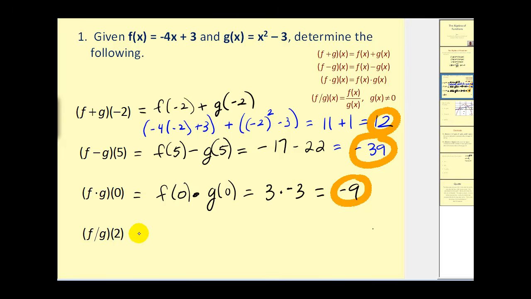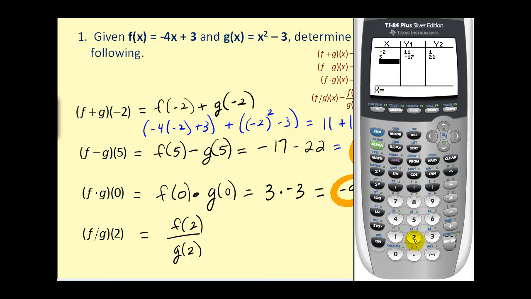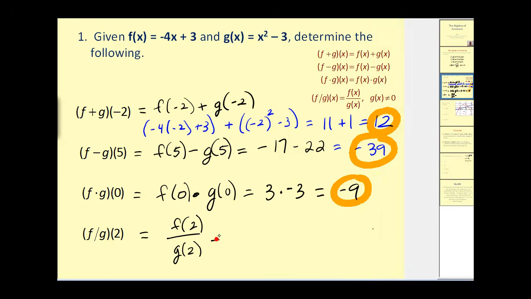And the last problem, (f / g)(2) is equal to f(2) divided by g(2). So if we go to the graphing calculator, press 2 for x, we would have f(2) equal to −5, g(2) equal to positive 1. So −5 over 1, of course, is equal to −5. (f / g)(2) is equal to −5.